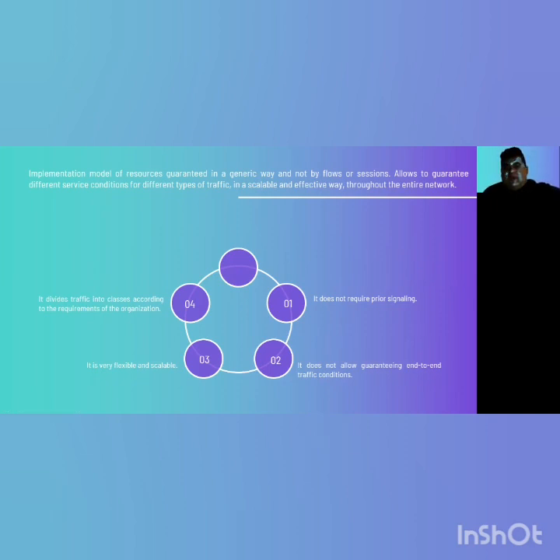The number one, it doesn't require prior signaling. Number two, it does not allow guaranteeing traffic conditions. The number three is that it is very flexible and scalable. The number four, and the last one, it divides traffic into classes according to the requirements of the organization.